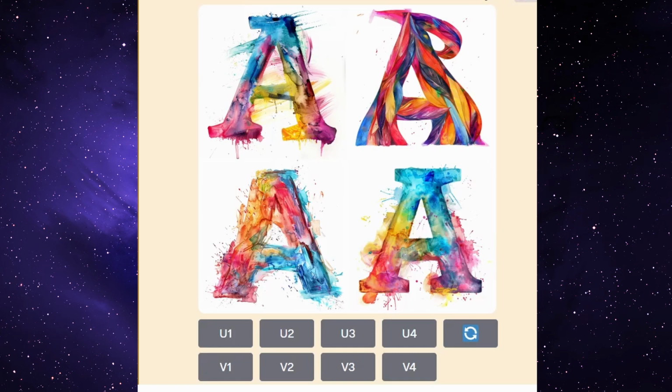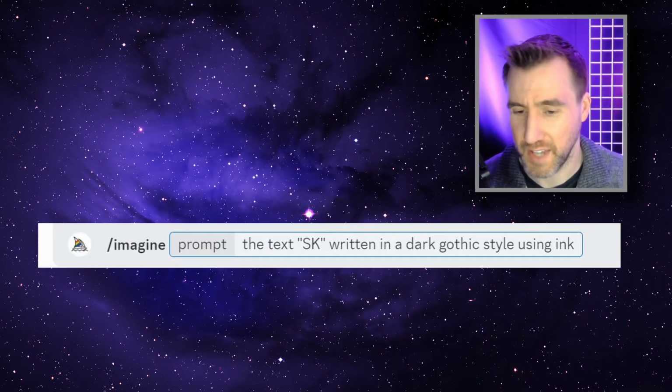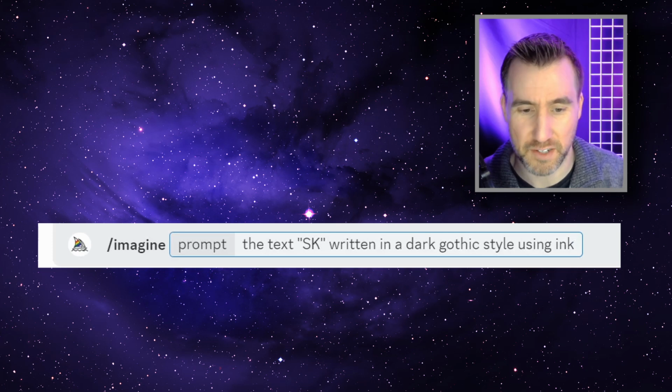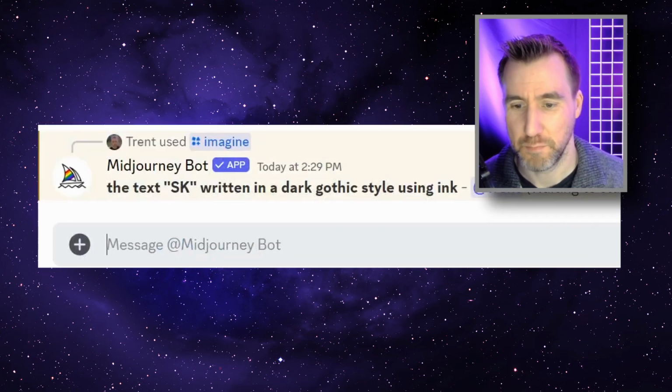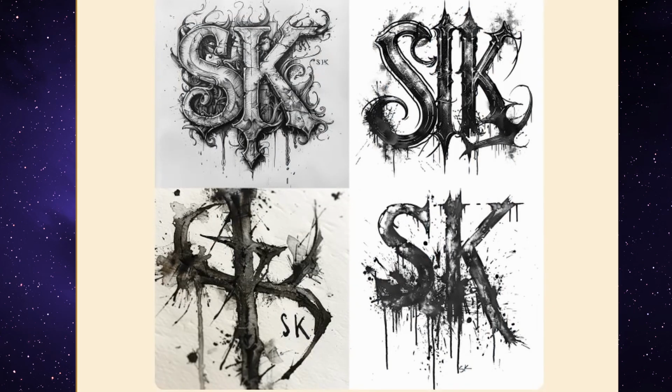And we end up with a really cool letter here. We could also try generating pairs of letters. The text SK written in a dark Gothic style using ink. Maybe a certain author would like this design. So here we have some pretty interesting initials. I particularly like this top left one.